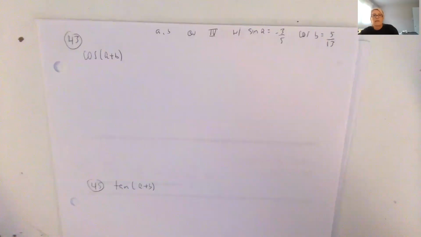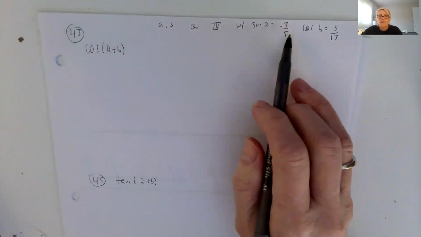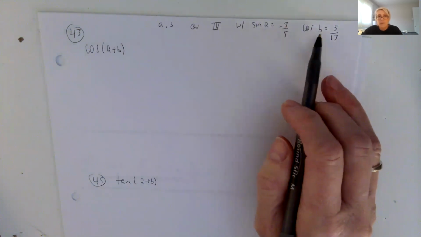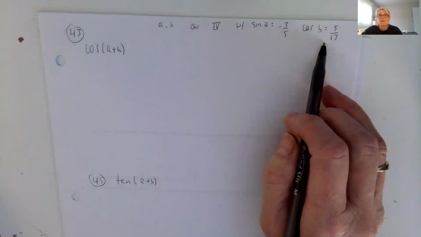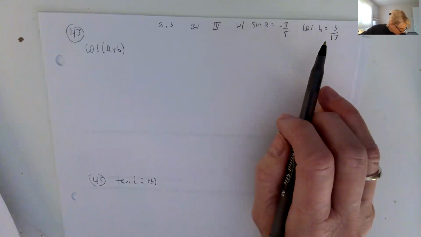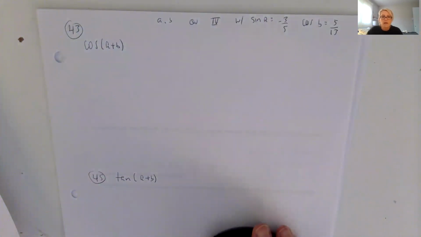Okay. 43 and 45 are asking us to find the exact value of each function. They're giving us that it's in the fourth quadrant. The sine of A is a negative 3/5, and the cosine of B is 5/13. So they want us to find the sum of this. So let's just take a minute and do that.